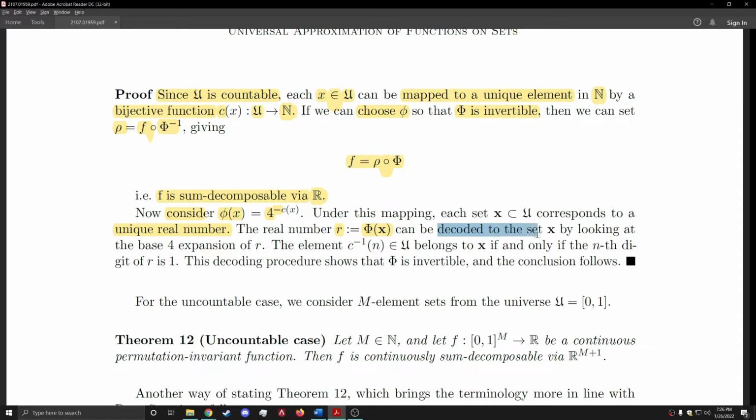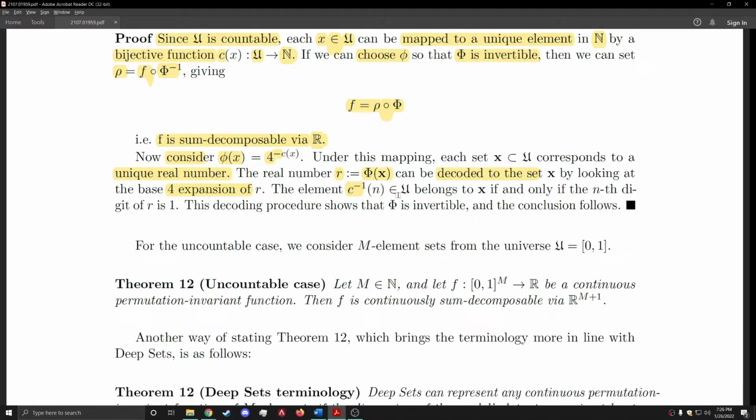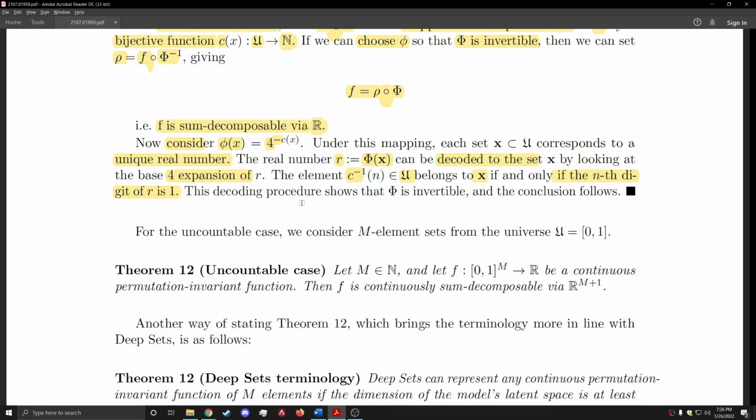This can be decoded to the set x by looking at the base 4 expansion, and if you just take the inverse of it as a member of the universe, it belongs to x only if the nth digit is 1. So, if you get an r equals 1, that means you've nailed it, you found the correct sum decomposition. This shows that this latent space is always going to be invertible, and that's it.